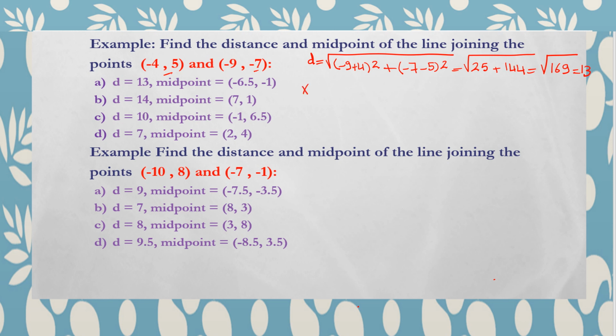and the midpoint xm equals (x1 plus x2) over 2, and this gives -13 over 2 equals -6.5, and ym equals (5 minus 7) over 2 equals -2 over 2 equals -1. So the midpoint equals (-6.5, -1). So the correct answer is A.